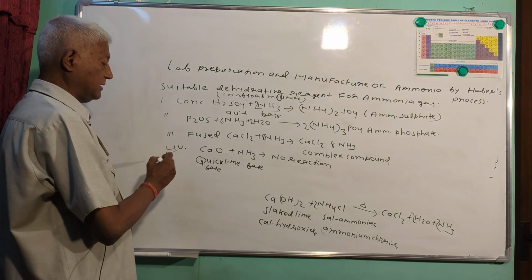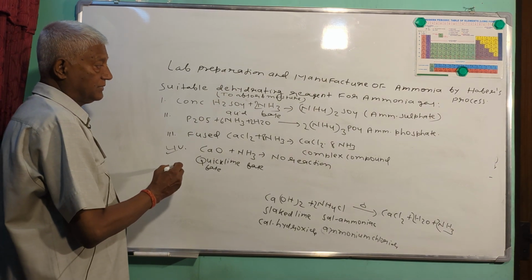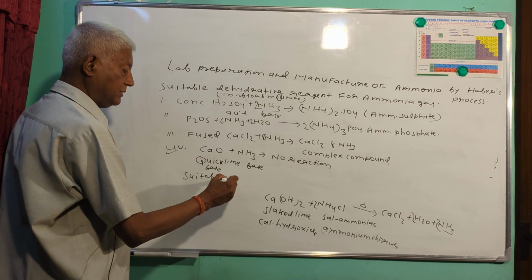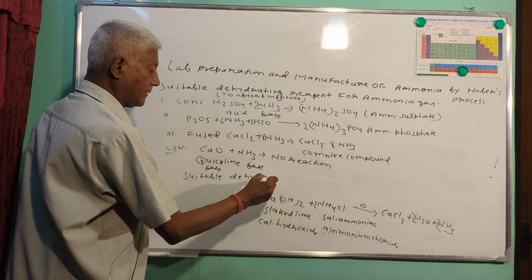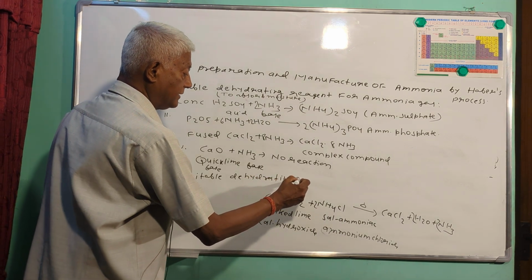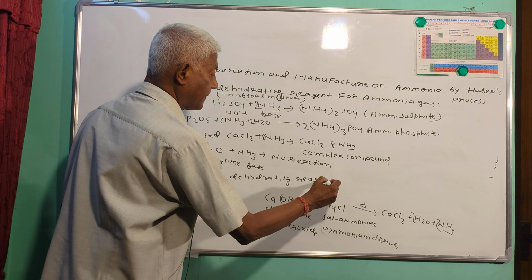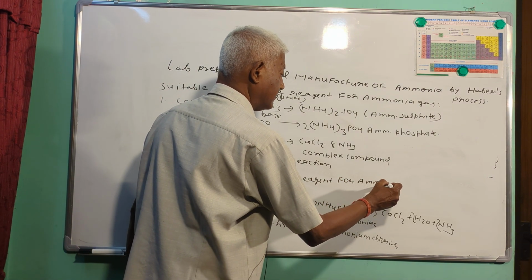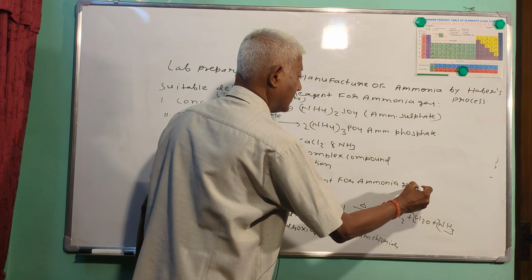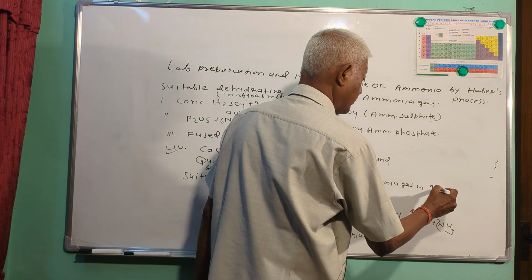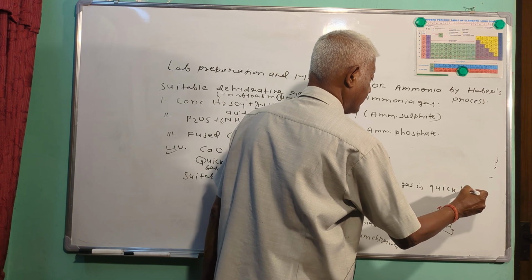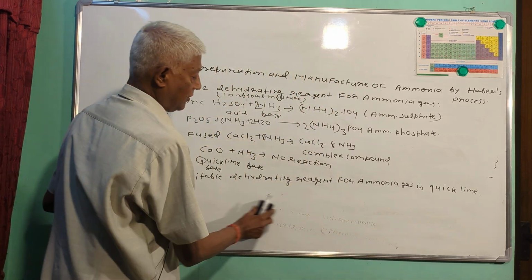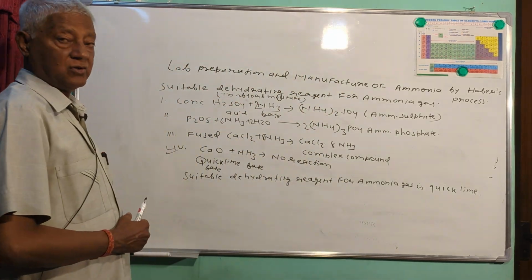So what is the suitable dehydrating reagent? The answer to this question: the suitable dehydrating reagent for ammonia gas is quicklime. So, we are clear. Yes. So that is about lab preparation also, you know.